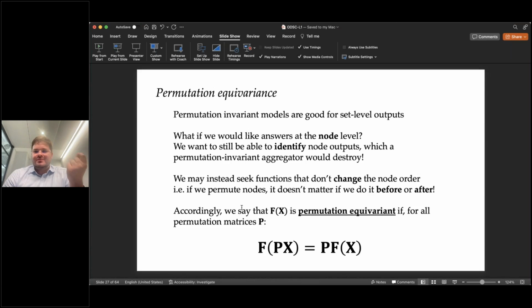So accordingly, we get a more fine-grained notion of permutation equivariance, this function capital F of x, which I use capital F to denote the fact that it is now returning another node matrix. And such that for any permutation matrix P, it doesn't matter if I permute before or after applying my function, the outcome is still the same. And this is our second important concept of the day.